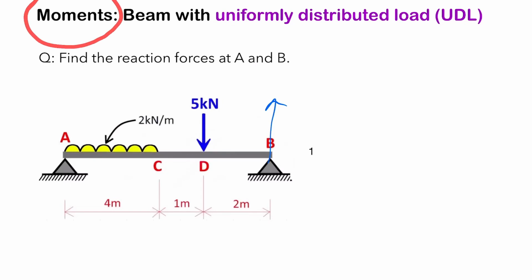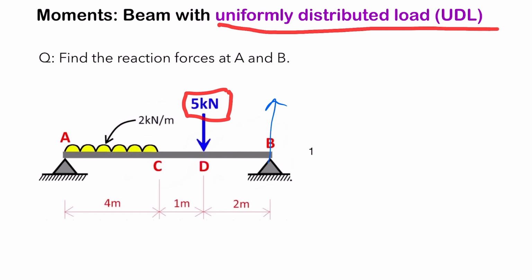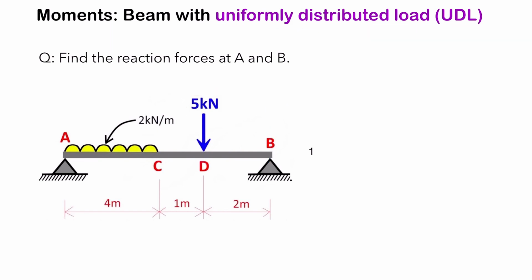Sometimes we come across moment problems where instead of having a point load, we have something called a uniformly distributed load. That's where the load is spread out over a larger area. And instead of giving you the force in newtons, you're given a force distribution in newtons per meter. So in order to replace this and turn it into a point load, you need to multiply the uniformly distributed load by the length that it's distributed across.